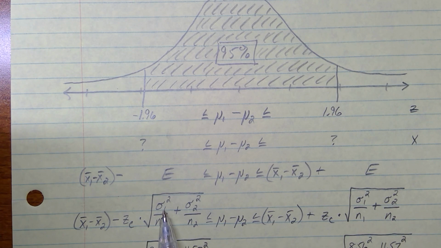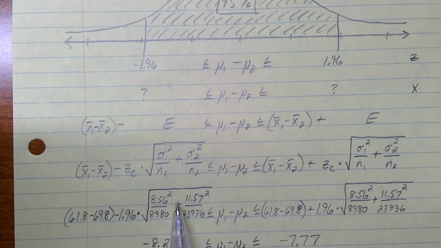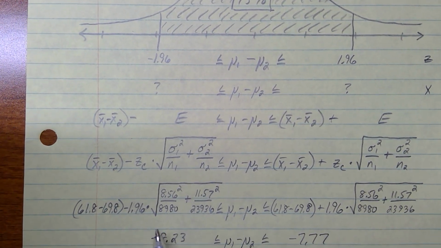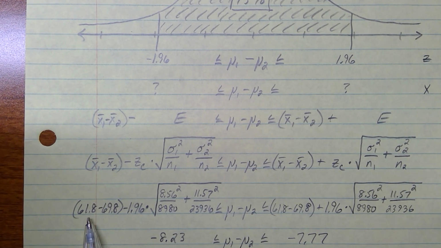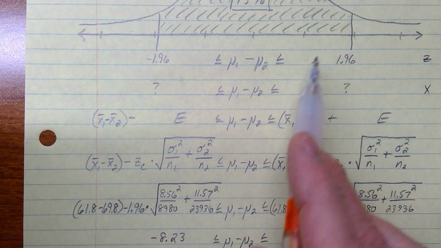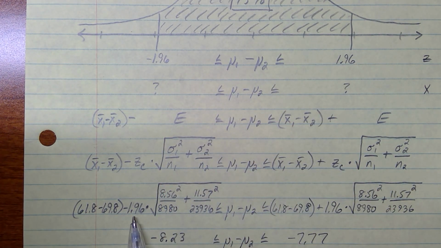So the standard deviation for the first group, which we have to square, standard deviation of the second group, which we have to square, and then later we'll take the square root to undo that squaring, divided by the size of each group. All right, let's plug in some numbers here. So group 1's average, this is x bar 1, comes right off your list. 61.8 minus 69.8 minus 1.96 is my z number, the z number that brackets the 95%, times, all right, group 1 standard deviation that was given, 8.56, don't forget to square it.